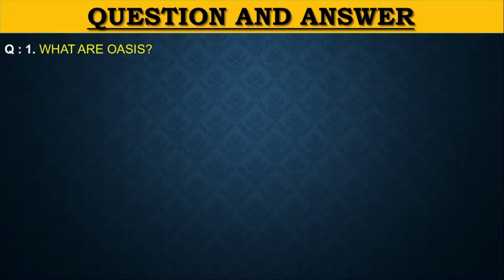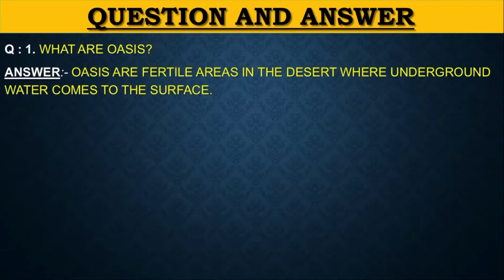Third, we will discuss question and answer of this lesson. Question number 1. What are oases? Answer of the question is oases are fertile areas in the desert where underground water comes to the surface.